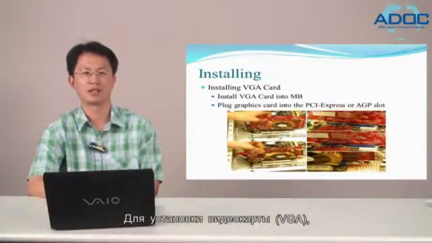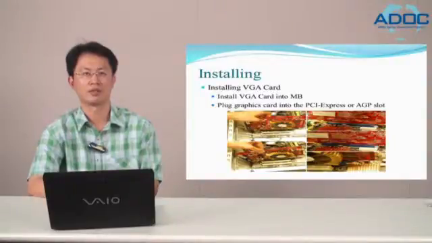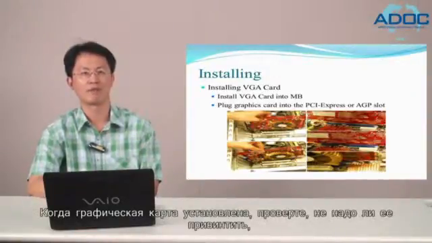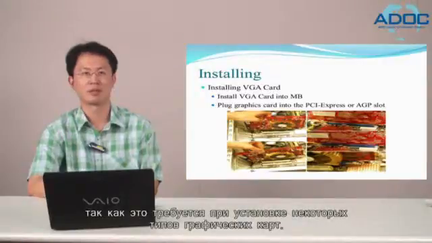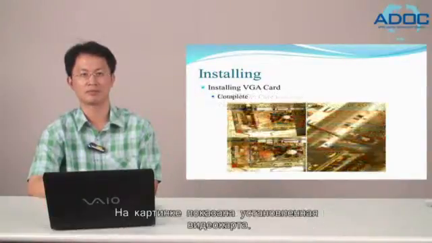To install the VGA card, simply plug the graphics card into a PCI Express or AGP slot. Do this gently, but make sure the card is firmly slotted in. When your graphics card is in place, some cards require you to screw it in. Check the documentation that you got with the card if you are unsure about this. And the picture shows the completed VGA card installation.